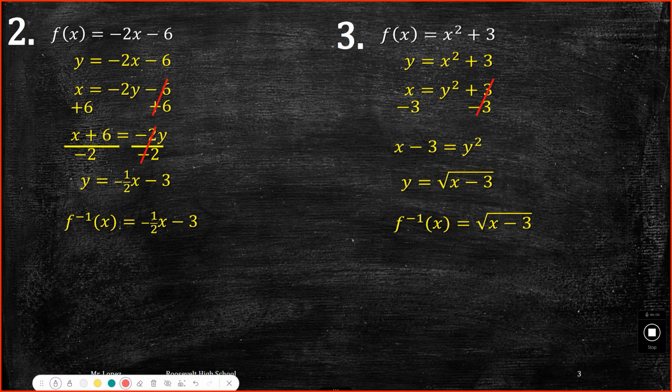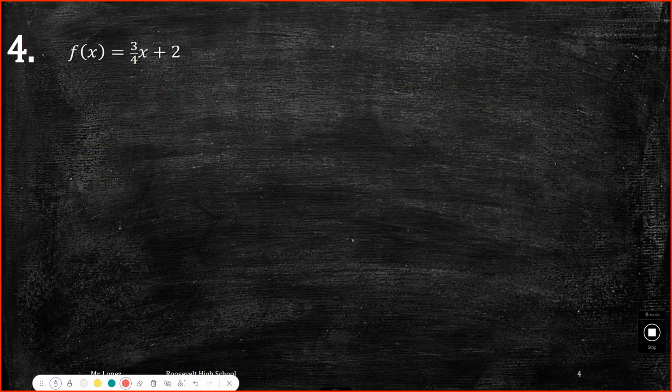Problem 4. All right, problem 4. F of x is y, and can I just go straight to the x equals 3/4 y plus 2? Is that okay? Yes, it is okay. Then we do what? Minus 2.